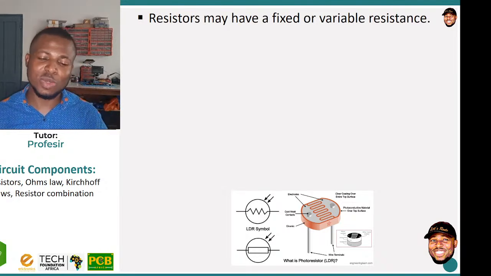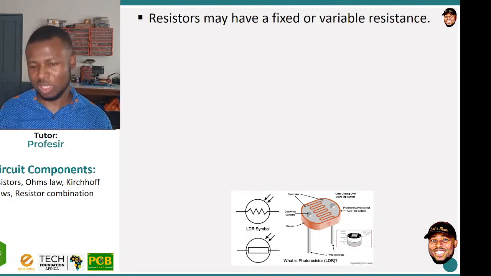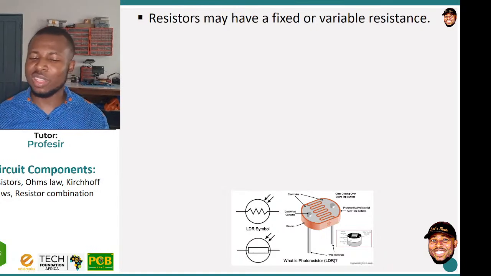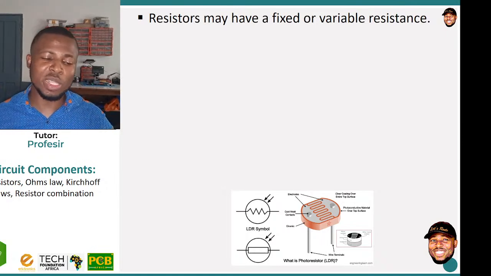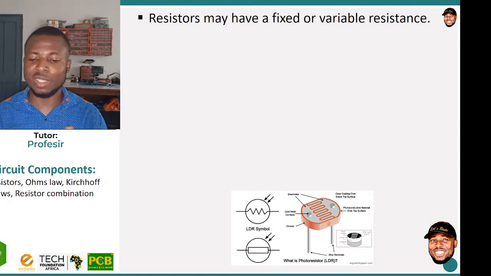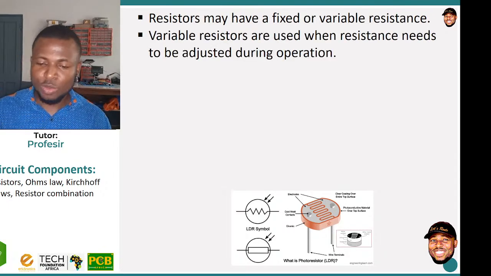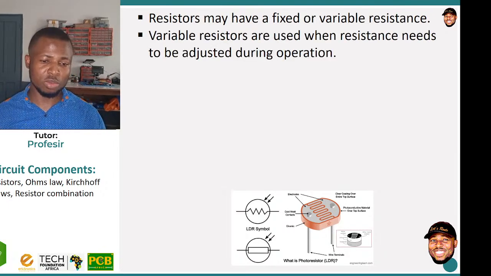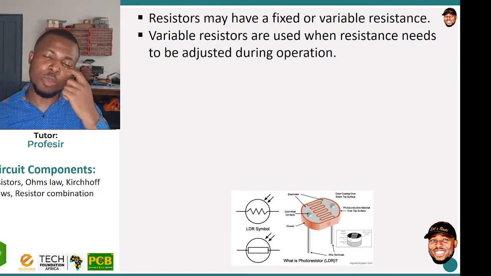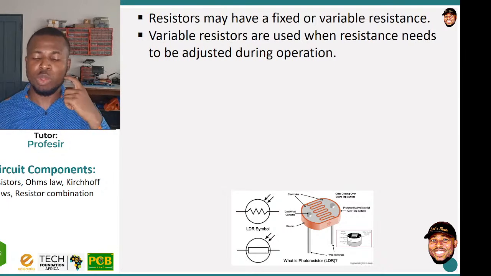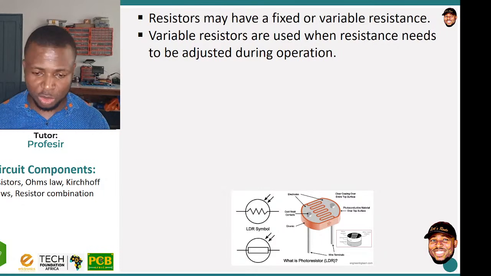Now, emphasis on normal circumstances, because resistance is actually affected by temperature too. Okay, but we won't go there right now. But in normal circumstances, if a resistor is rated, let's say 10K, it has to remain 10K. Is that okay? However, resistances can also be variable. Is that okay? They can be variable. And usually we use this variable resistance in operations where we would want to interact with our circuit while it's being used. Is that okay?